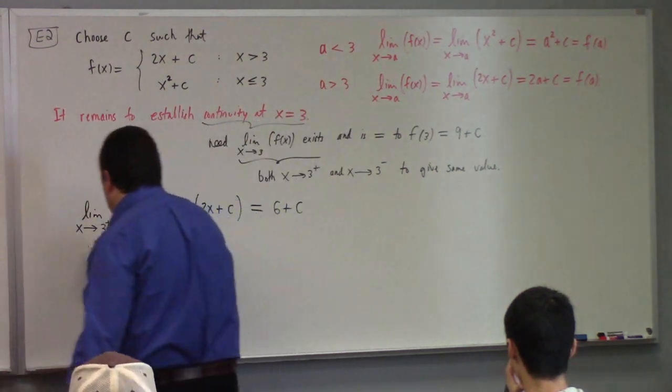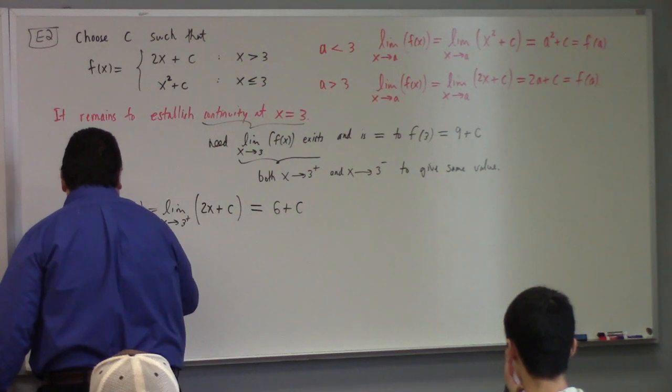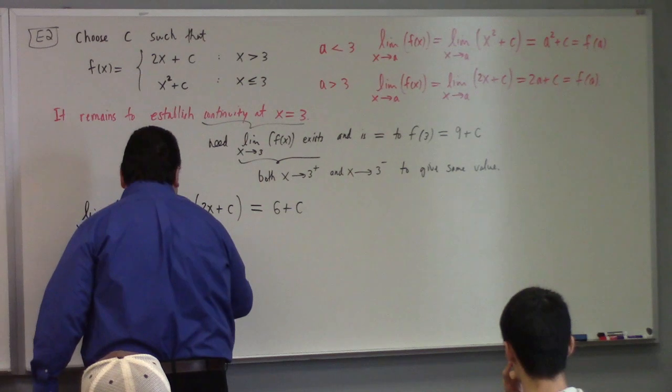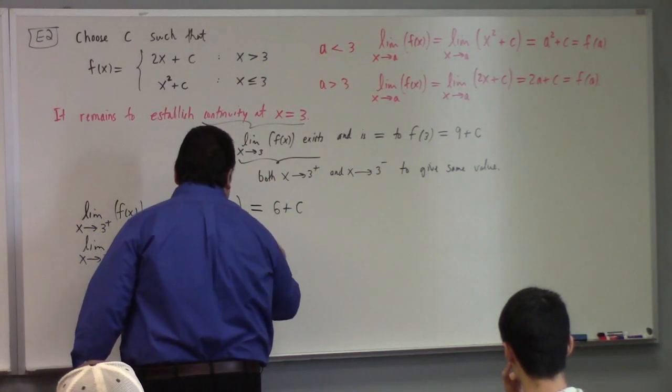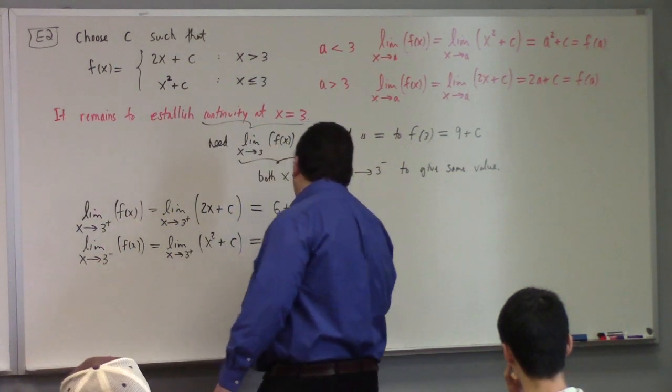On the other hand, the limit as x goes to 3 from the left of f of x is given by the other formula, x squared plus c. And as you guys were just telling me a second ago, that gives me 9 plus c.